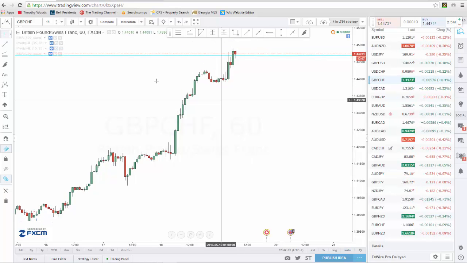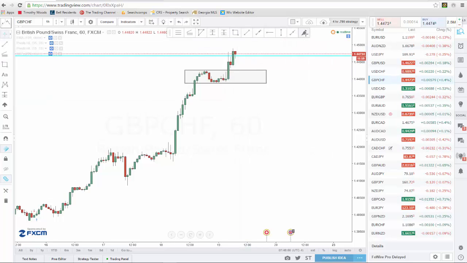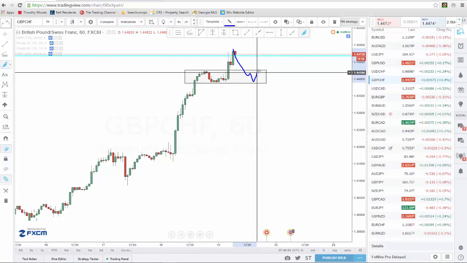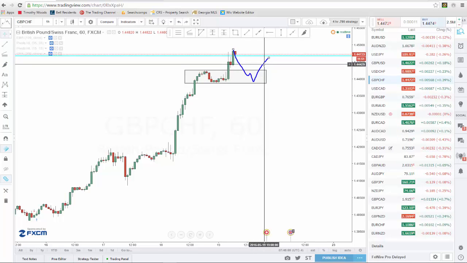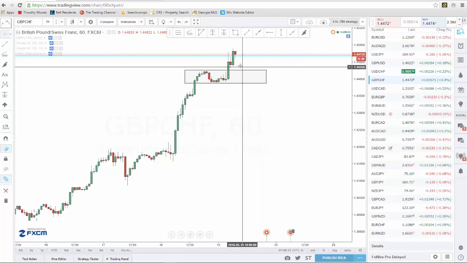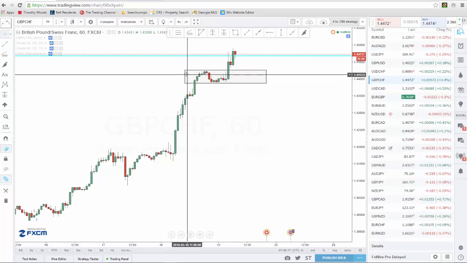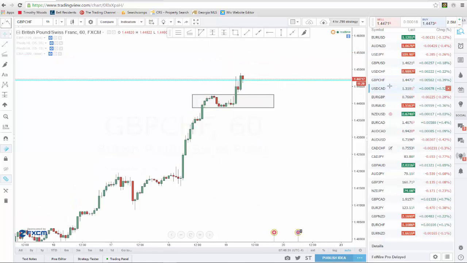Pound Swiss, same thing. Little zone here that we're looking for a retracement into, possibly a higher high, higher close in order to get involved. Now, as I said, that's not a strategy that I actually use. I have different reasons for entry that I have in my trading plan in order to get involved back at previous levels of structure.